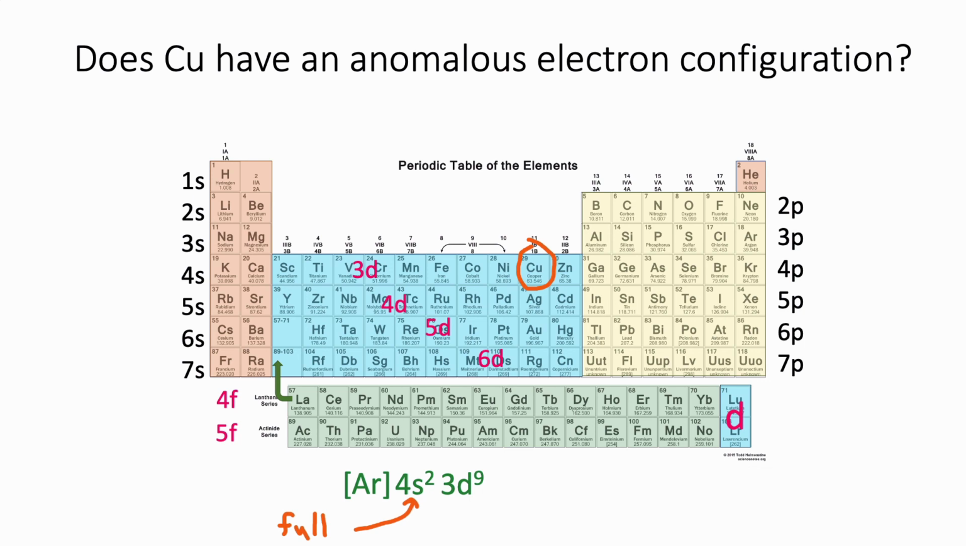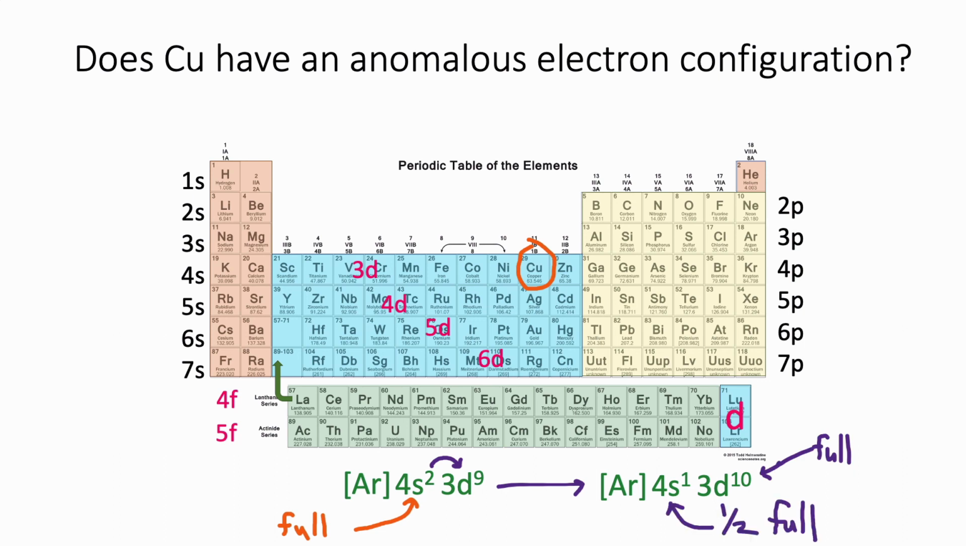And so what would happen if we moved one electron from 4s to 3d? What you'd get is argon, 4s1, because we've moved one electron, and 3d10. Now look at the advantages of this electron configuration. We have a full subshell, as we did before, but we also have a half full subshell instead of just a subshell with a random number.